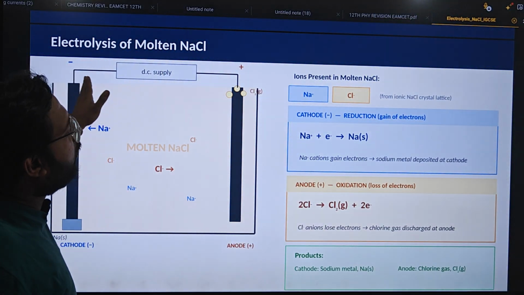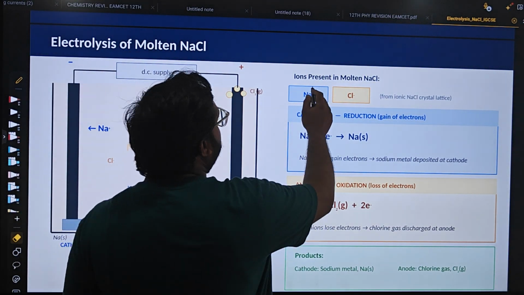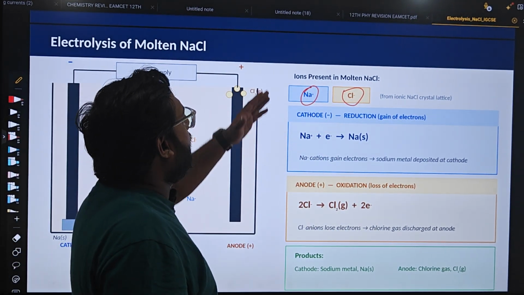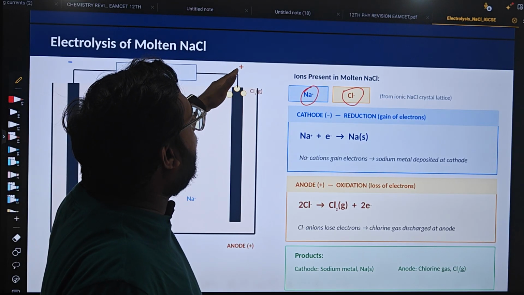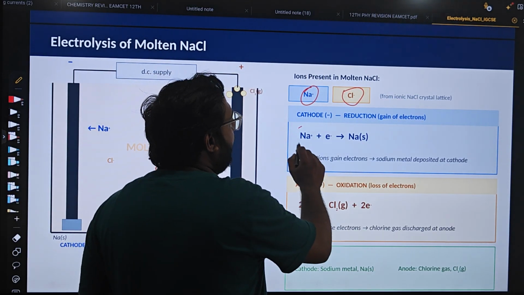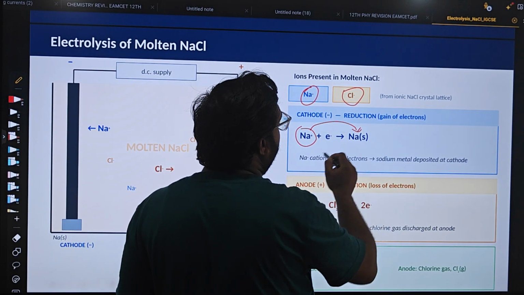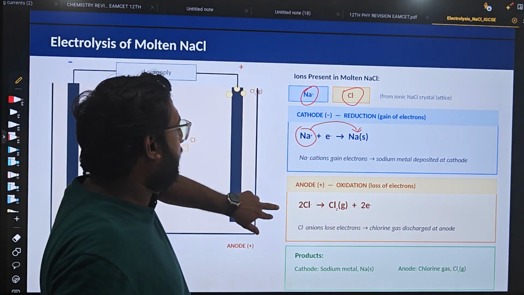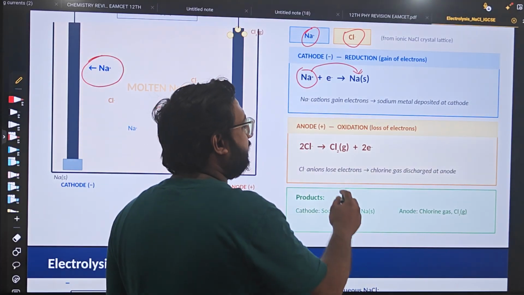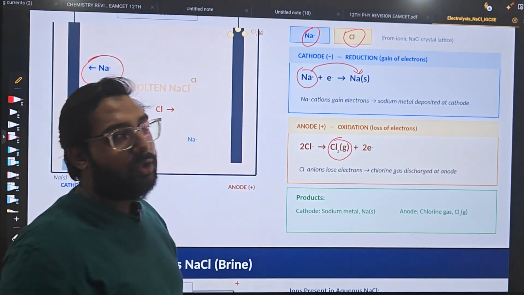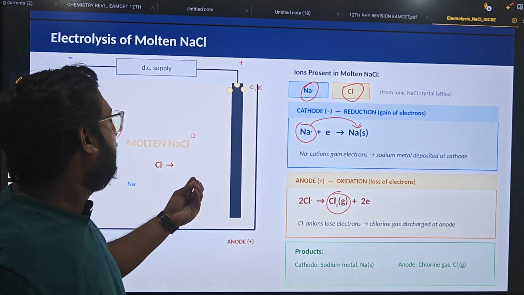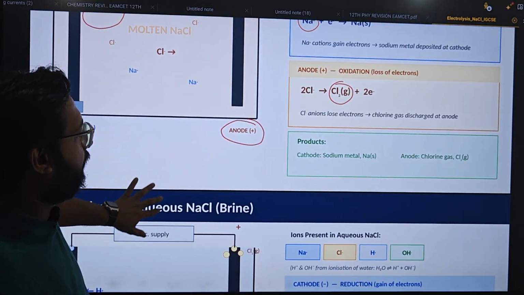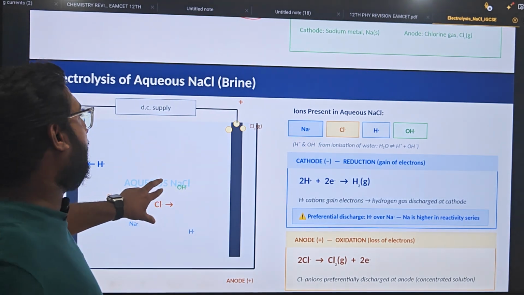Now, during electrolysis of molten NaCl, we have two ions, which are Na+ and Cl-. During the electrolysis, Na+ gets reduced and solid Na is formed at the cathode, and chlorine gets oxidized and converted into chlorine gas. So this gas is evolved at the anode. So this was electrolysis of molten NaCl.